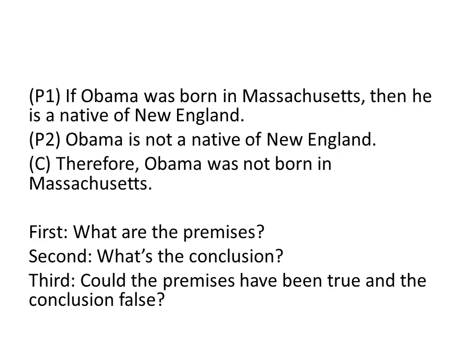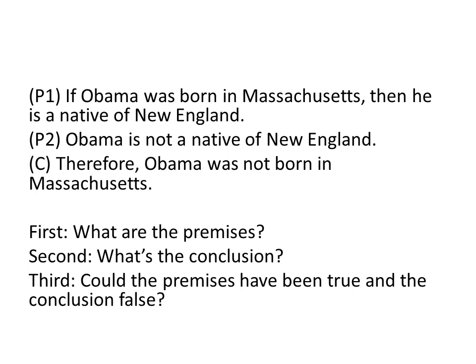Maybe pause me and try to put the argument in premise conclusion form. Right, so here's how I reconstructed it. If Obama was born in Massachusetts, then he's a native of New England. Obama is not a native of New England. Therefore, Obama was not born in Massachusetts. Why did I choose that conclusion as the conclusion? Well, there was the conclusion indicator word. And again, this isn't always foolproof, but here it didn't lead us astray.